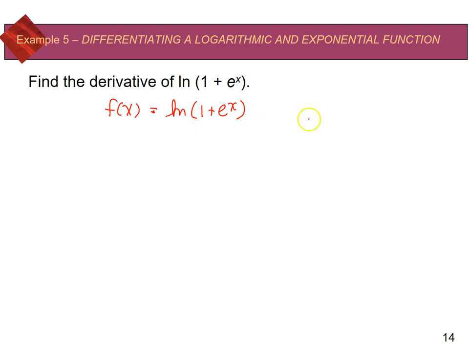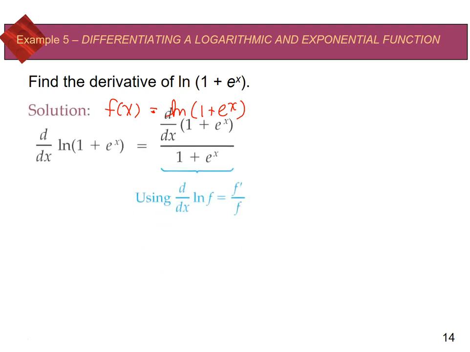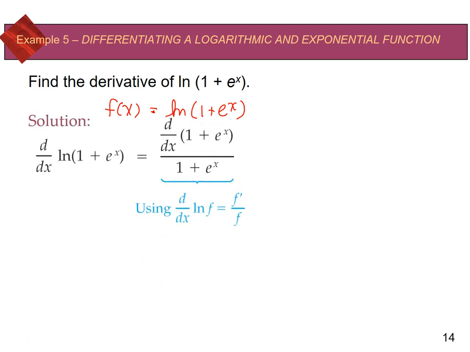So if I want to differentiate that, in this case here, the outermost function is the natural log. So when I do the derivative of that, I'm going to do 1 over 1 plus e to the x. They're kind of showing this, but I would just say I'm going to do 1 over 1 plus e to the x.